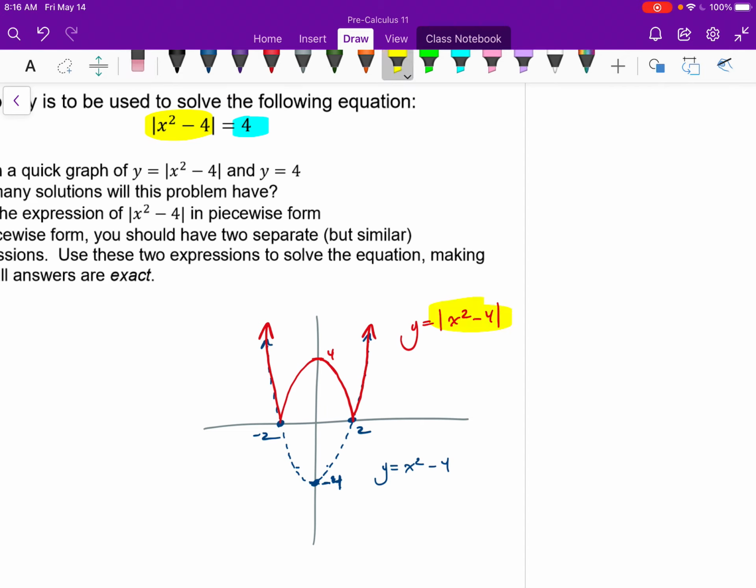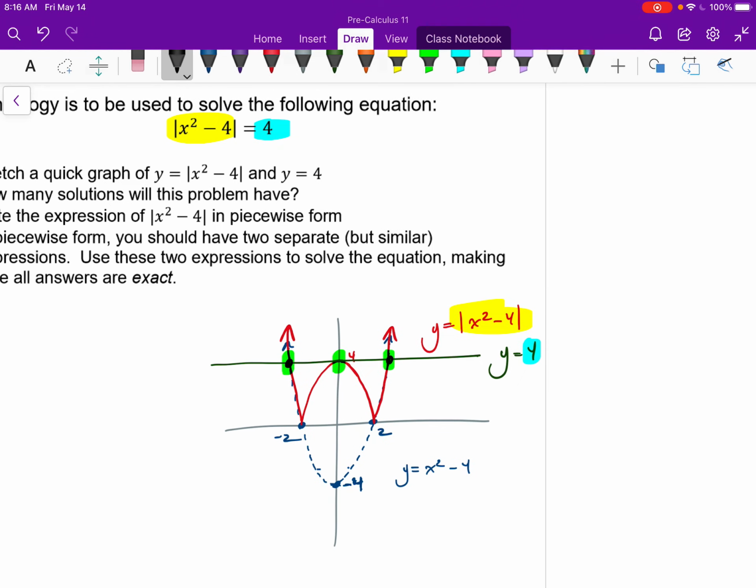Even easier is the graph of the right-hand side. y equals 4 looks like that. So right now, I can tell with certainty there are 3 solutions. In fact, I can see one of my solutions is 0, because the vertex goes through 4. And I know there are 2 other solutions, but I don't know where they are. I know one's a little bit less than negative 2, one's a little bit more than positive 2, but that's all I can tell so far. So I already have part of my solution, and I know there are 3 solutions.